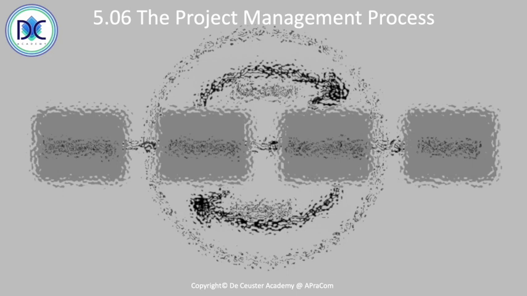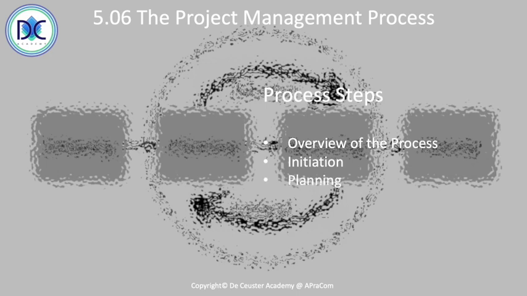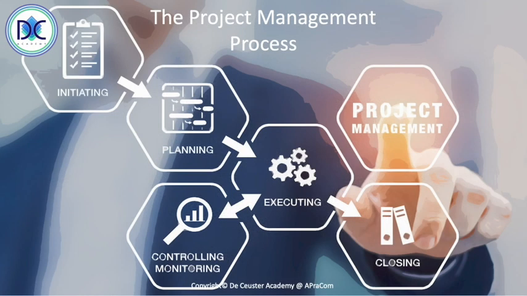We're talking about project management principles, and in this case I will talk about the project management process. We're going to talk about the different process steps. What are those process steps? Well, first of all, we will start with an overview of the process and the process steps. Then we go to project initiation, the initiation step. We go to the planning step in detail, the execution process step, monitor and control, and finally the closing step, the last step of the project management process. So let's have a look at the project management process.